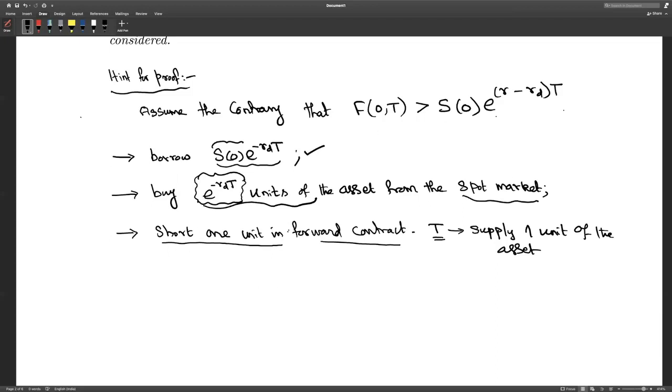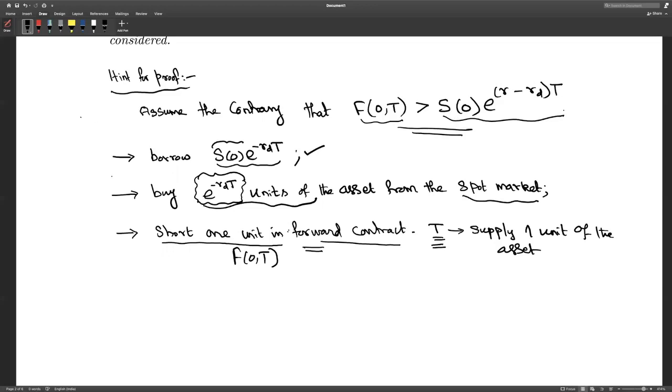Well, you will get the dividend. So from the dividend, you will try to obtain the remaining part, and at time T, you make this unit a full 1 unit. And then you supply it to the forward contract, and thereby you get f(0,T) as the price of that unit. Since f(0,T) is greater than this, you will see that the portfolio gives a positive return. So that is the idea.